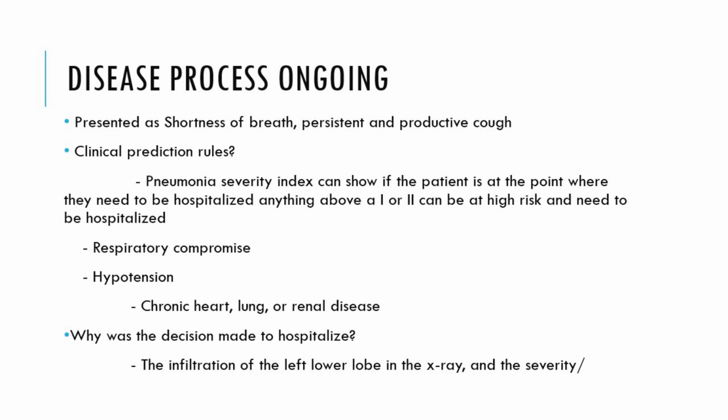There's a severity index, which is used to classify pneumonia, and any patient who's classified above a 1 or 2 on the index is considered high risk and needs to be hospitalized. Some things that contributed to this pneumonia were respiratory compromise, hypotension, and chronic heart, lung, or renal disease. And the reason the decision was made to hospitalize this patient was due to infiltration of the left lower lobe in the x-ray and the severity of the pneumonia as shown through the pneumonia severity index.